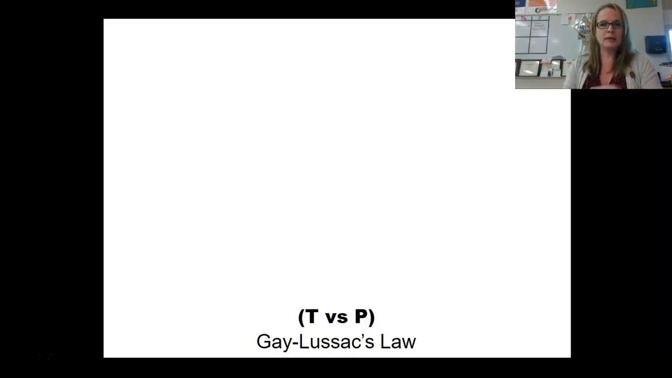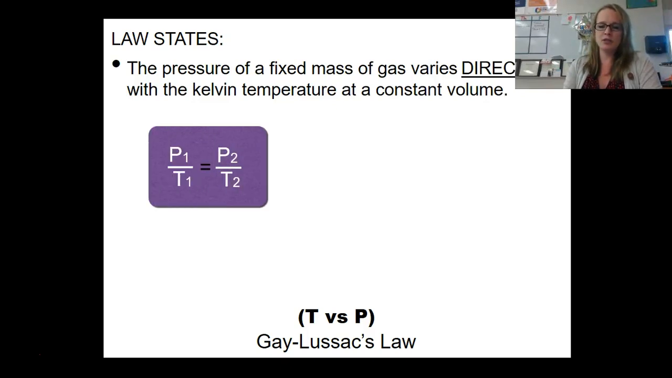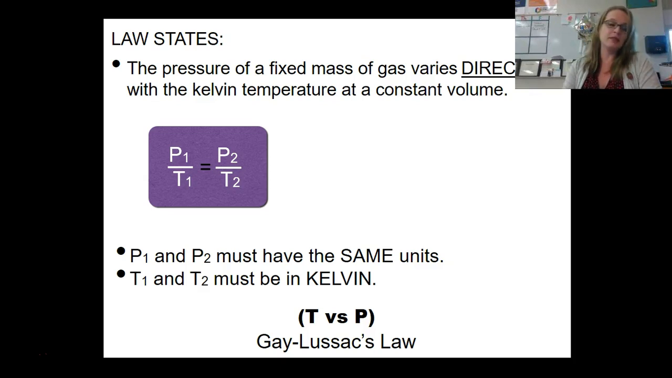And a couple of things about it. It's a direct relationship just like with Charles. So that means that in our handy dandy equation, P1 over T1 equals P2 over T2. And when you're doing this, pressure doesn't have to be in any specific unit. Just make sure they're both the same unit, like atmospheres and atmospheres, etc. But don't forget our temperature always has to be in Kelvin. So you're going to add 273 to any Celsius temperature.